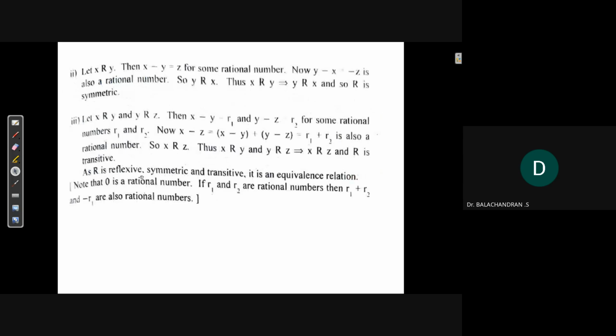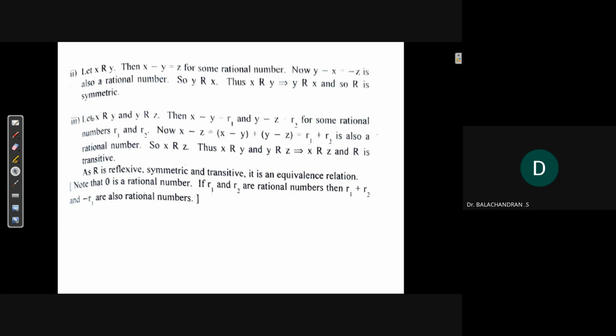Second one, symmetric. Assume x is related to y; finally I should prove y is related to x. If x is related to y, you can write x minus y is equal to some z, where z is a rational number. Now y minus x is equal to minus z. When z is a rational number, minus z is also a rational number. Hence y is related to x, and hence R is symmetric.